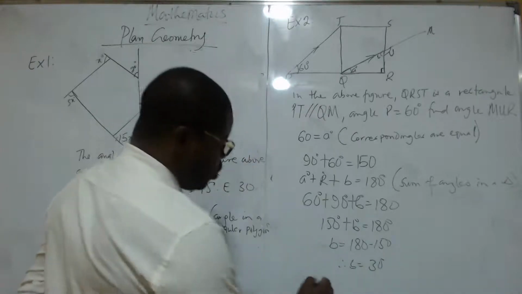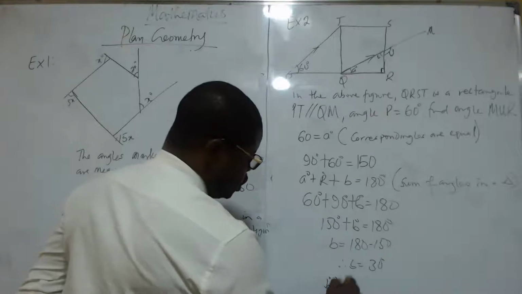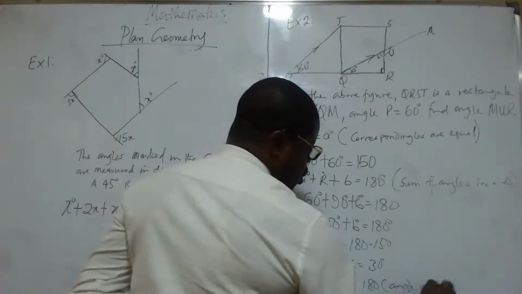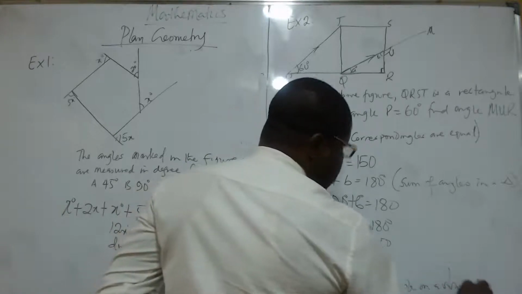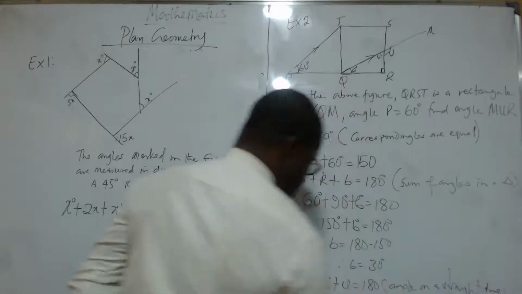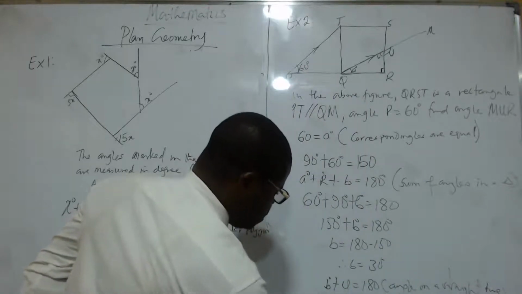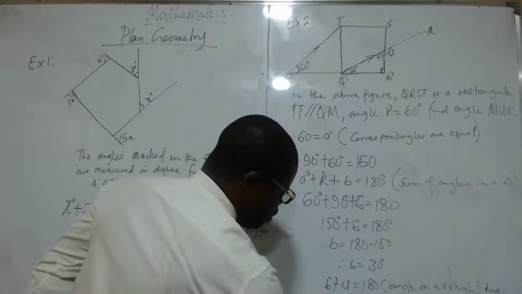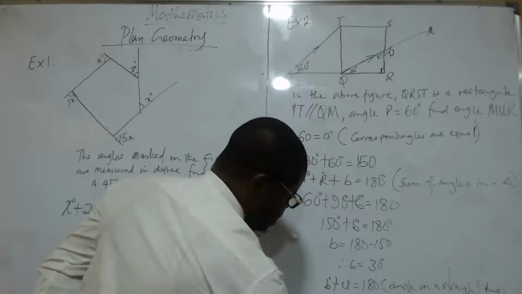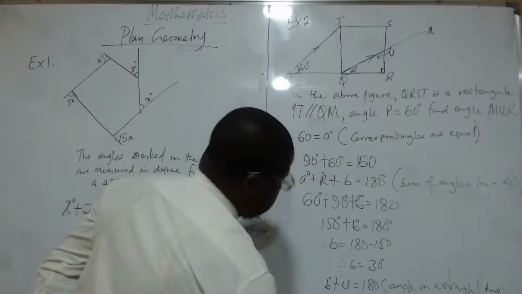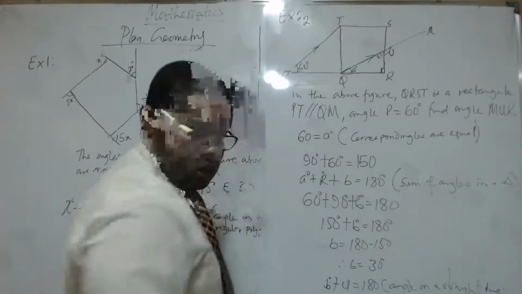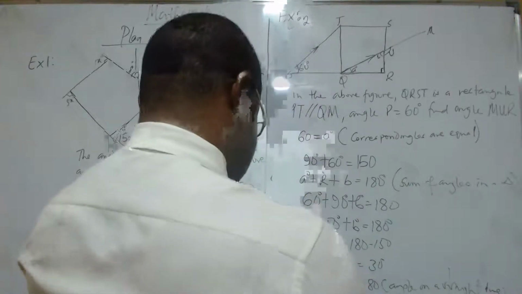So if that's the case, we are going to have B plus U equals 180, angle on a straight line. So you have 30 plus U equals 180. So U equals 180 minus 30. Therefore, our U is 150 degrees.